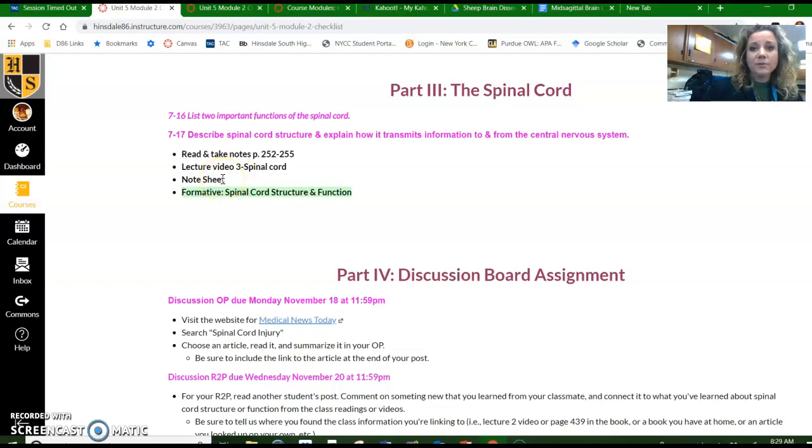Again, I'll have a note sheet for you to take notes. And then the only thing to turn in would be the spinal cord structure and function formative. Again, anything that's in light green is due on Wednesday, November 20th.